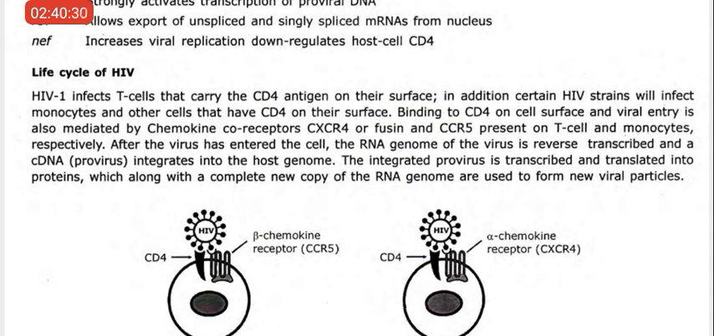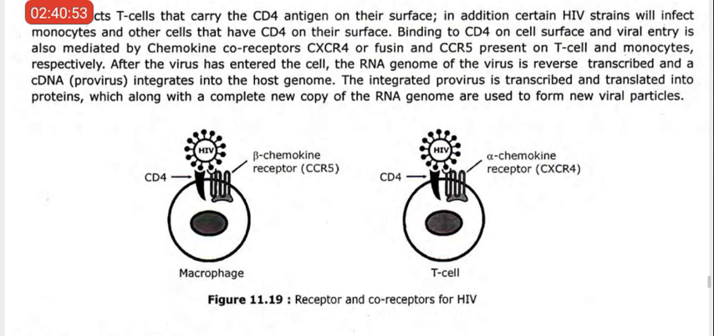After the virus has entered the cell, the RNA genome of the virus is reverse transcribed, and a cDNA provirus integrates into the host genome. The integrated provirus is transcribed and translated into proteins, which along with a complete new copy of the RNA genome are used to form new viral particles.